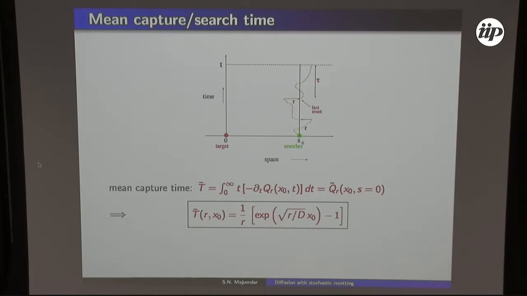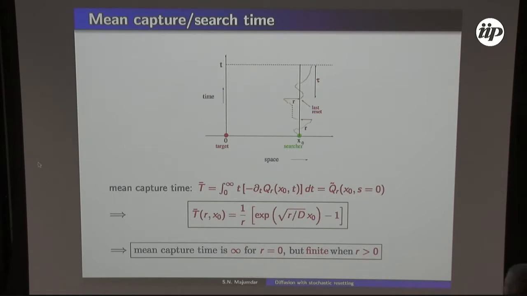And you want to plot this as a function of r for a given initial x0 and diffusion constant D, because r is your resetting parameter. And let's see what it does. So if you plot this function, okay, the first thing is that it's finite. When r equals 0, it's infinite, but for any finite r, it's finite. Okay?